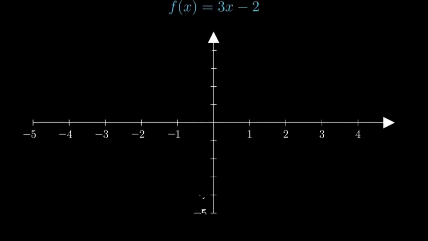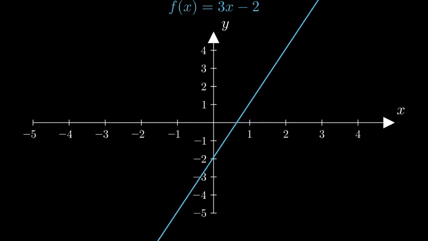If we plot our original function, it looks like this. The inverse function essentially undoes what the original function does. If f(x) takes an input and multiplies it by 3, then subtracts 2, the inverse function will add 2 first, then divide by 3.